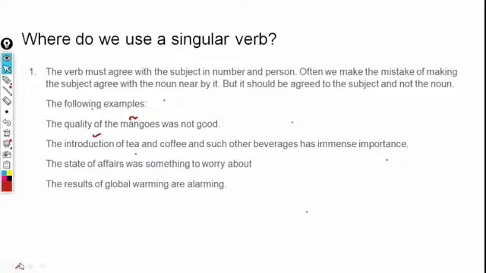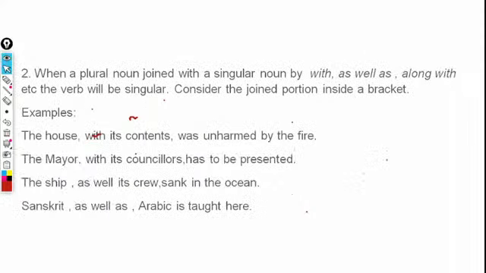If the subject is singular, then we will have a singular verb, verb related to the subject. The next one is when a plural noun is joined with a singular noun by words like with, as well as, then the verb will be a singular one. Let us take these examples now.